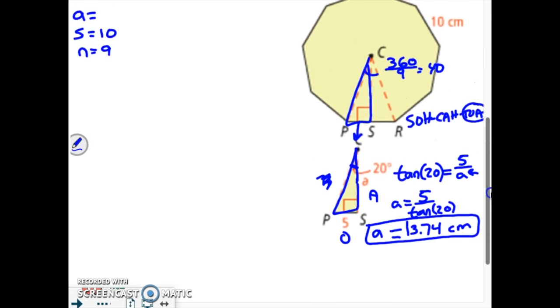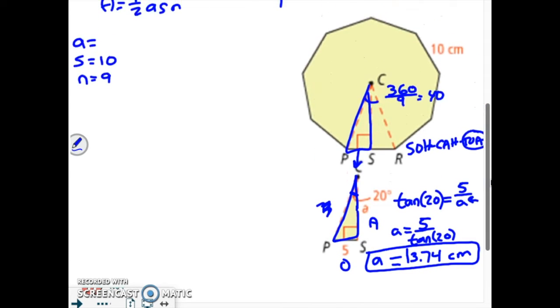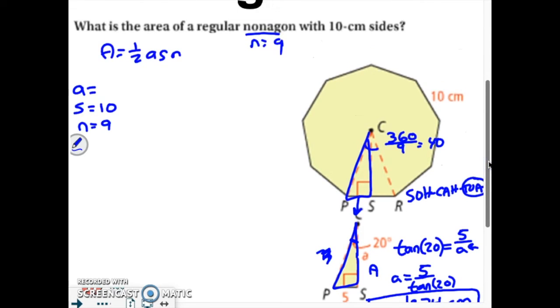When the letter that you're looking for is on the bottom, it's going to be a dividing problem. So 5 divided by tangent of 20 gives you about 13.74 centimeters. So that's our apothem. So now we have that length. What we need to do with that is go back and get the area with that. So I know that if I go back up here, I just found that this is 13.74.